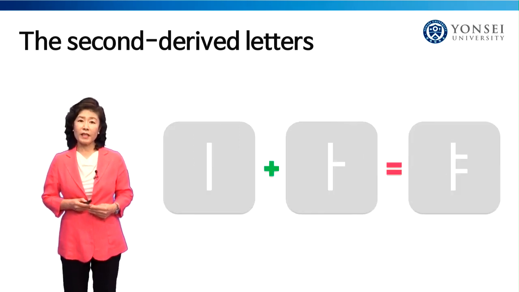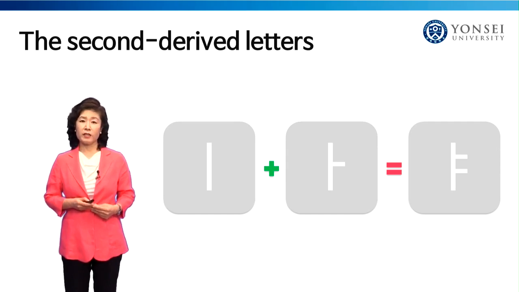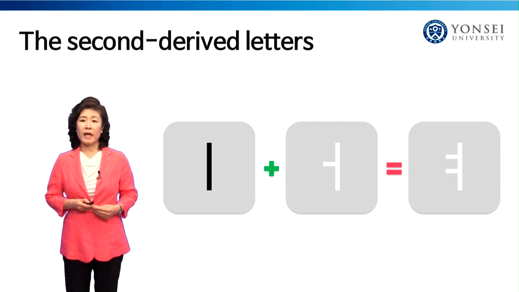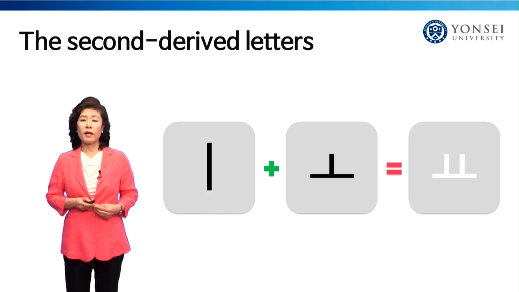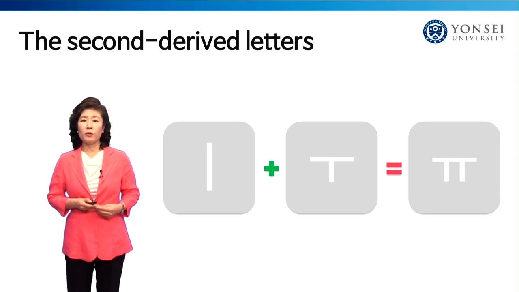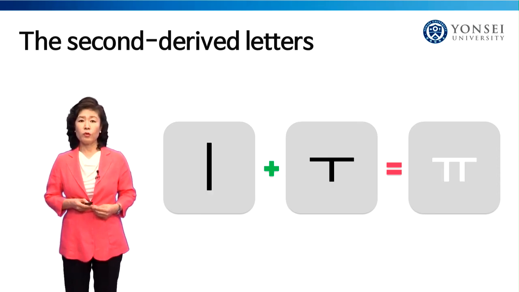Next, we have the second derived letters, which are diphthongs in English. Ya combines the E sound and the R sound. Ya. Yo combines E and O. Yo. Another Yo combines E and O. Yo. Yu combines E and U. You.